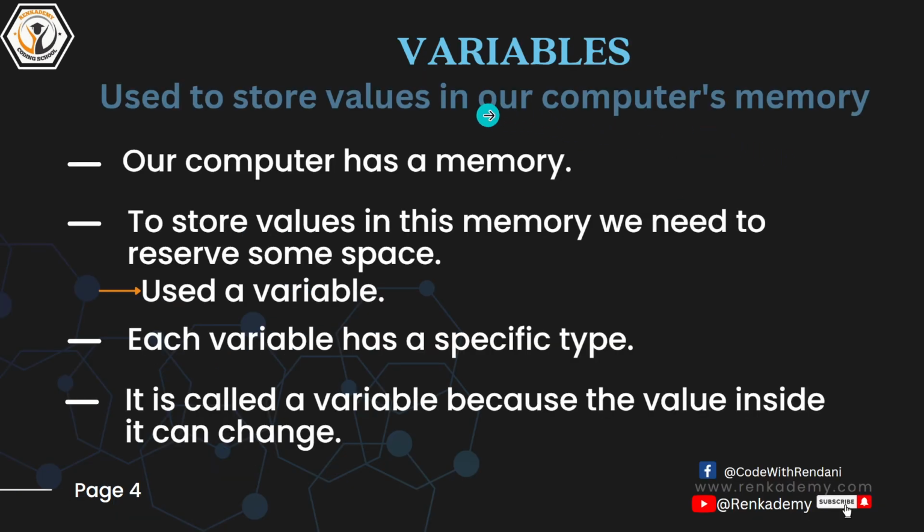What is a variable? A variable is used to store values in our computer's memory. So our computer has a memory. And to store values in this memory, we need to reserve some space. And this is done using a variable. Also, each variable has a specific type. And it is called a variable because the value inside it can change.